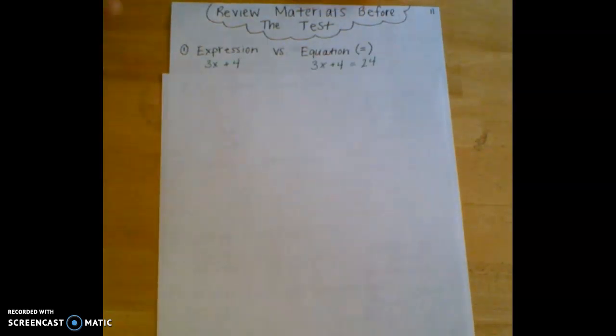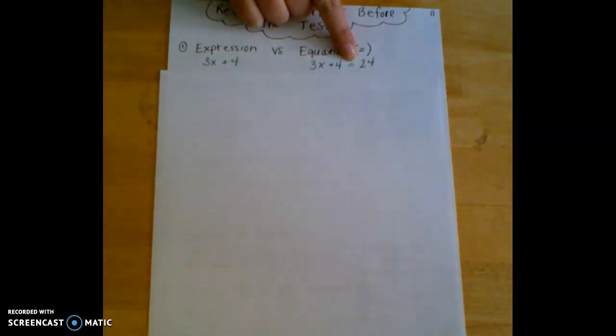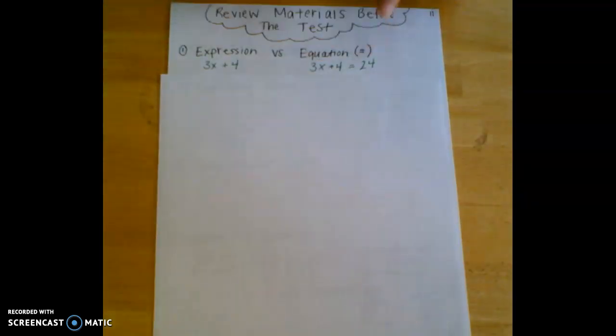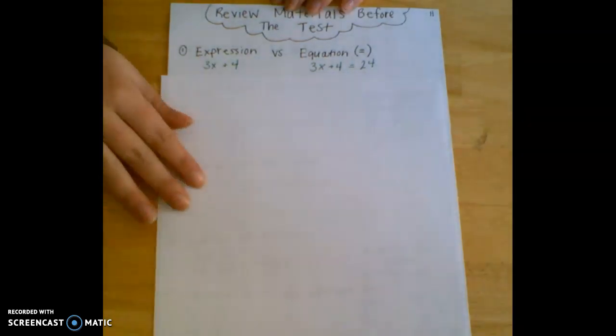So our first thing that we worked on is an expression versus an equation. An expression is something that does not have an equal sign, and an equation has an equal sign, and both sides are equal in that situation.